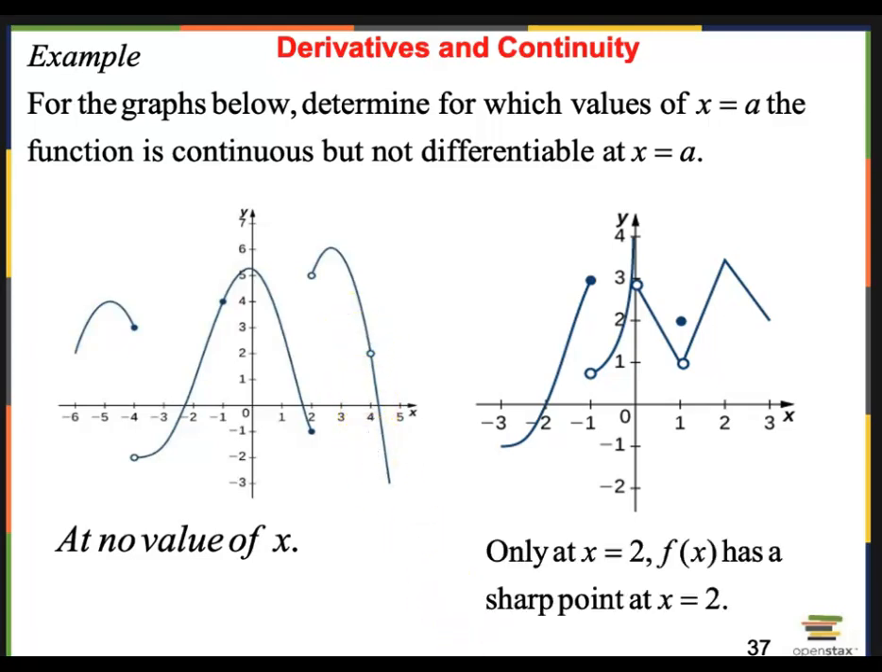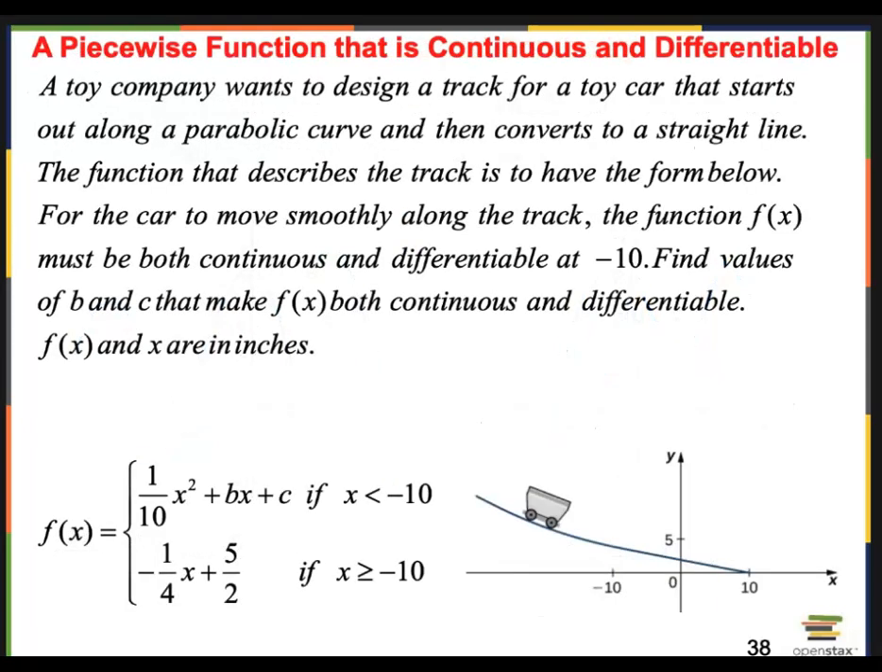If I look at the other one, though, we do have a sharp point at 2. So there it's continuous, but it's not differentiable at that point. These other places, it's not continuous, just like over here. But this one, it is continuous, but because of that sharp point, it's not differentiable at that point. And we also look at piecewise functions.